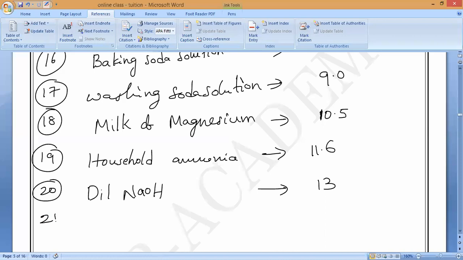Next, concentrated NaOH. What are you expecting? 14. That is what you have to remember, all of you. I hope you understand very well.